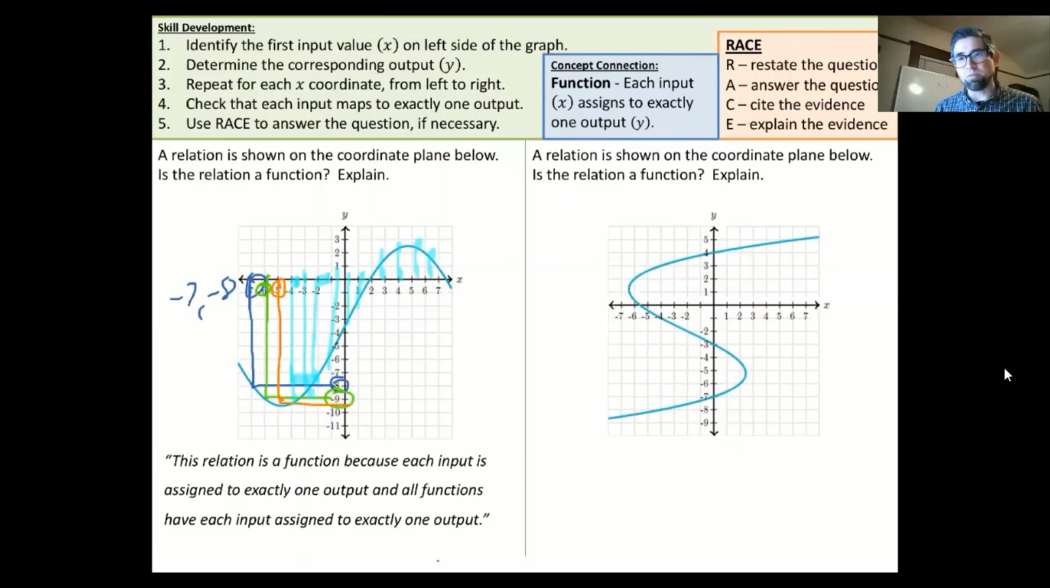All right, let's look at your problem. Your prompt says a relation is shown in the coordinate plane below. Is the relation a function? Explain. All right, pause the video now. Go ahead and answer the question yourself, and then come back to see if you got it right.